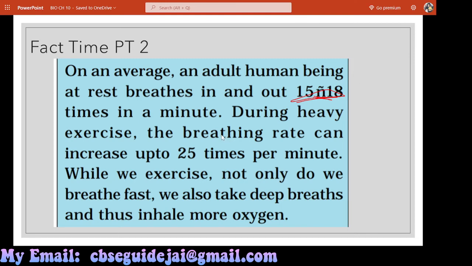During heavy exercise, the breathing rate can increase up to 25 times per minute. While we exercise, not only do we breathe fast, but we also take deep breaths and thus inhale more oxygen.